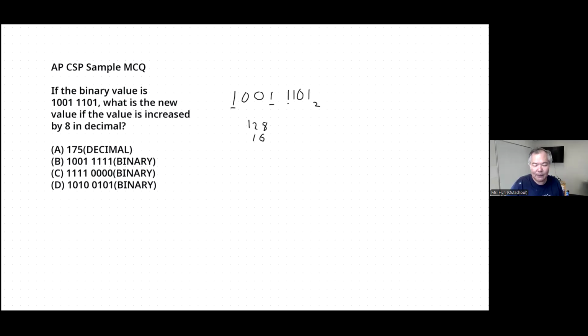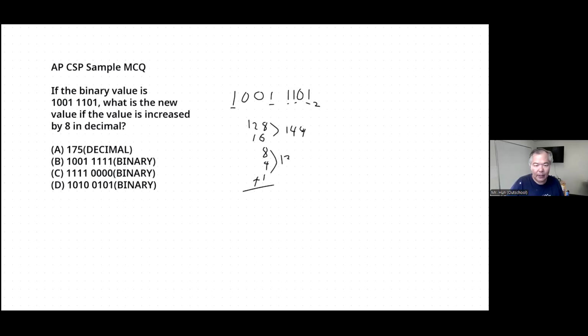This one represents 4, and the rightmost bit is always 1. We just add it all together to get the decimal value. 128 plus 16 is 144. Let me double check, yes, 144. Then 8 plus 4 is 12, and 12 plus 1 is 13.